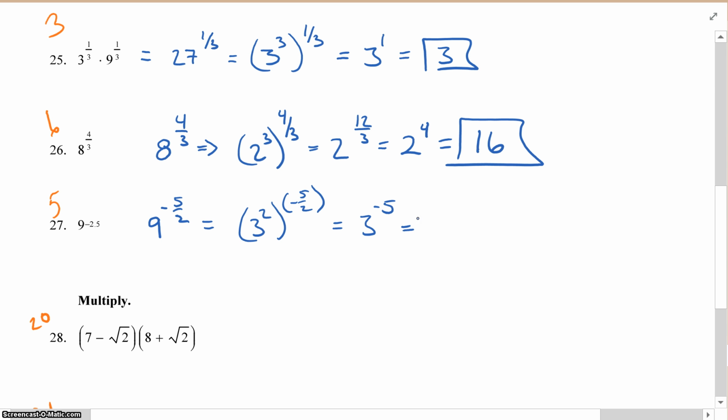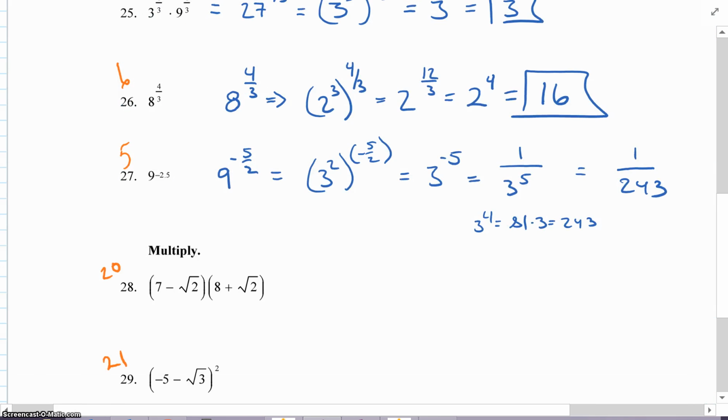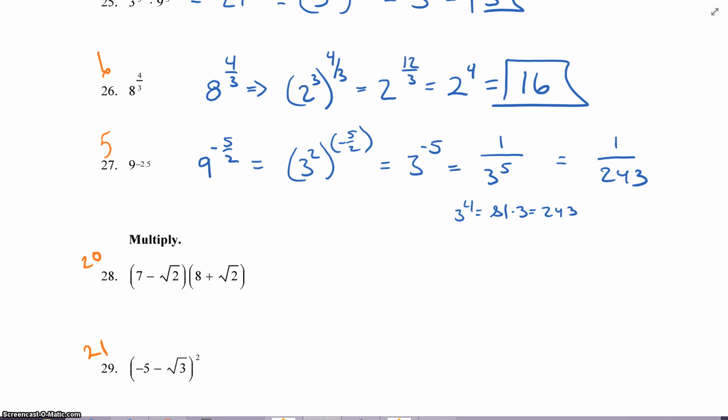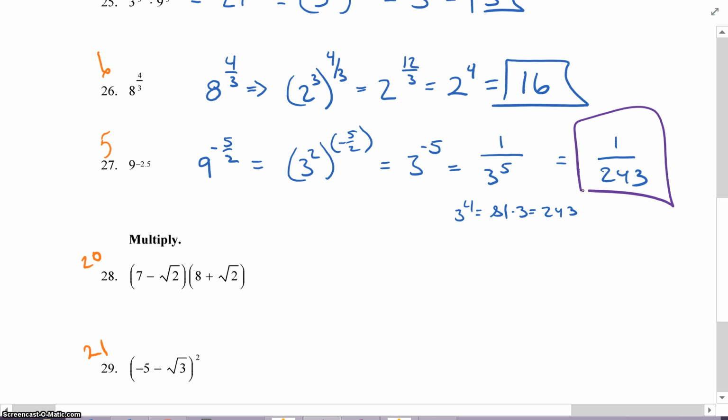How do I get rid of the negative exponent? Just put it over 1. So it's going to be 1 over 3 to the 5th. All right, 3 to the 5th. If you remember, 3 to the 4th was 81. So times 3, 243. So that's going to answer as 1 over 243. So going on to the next problem, let's box 1 over 243 because that's correct.